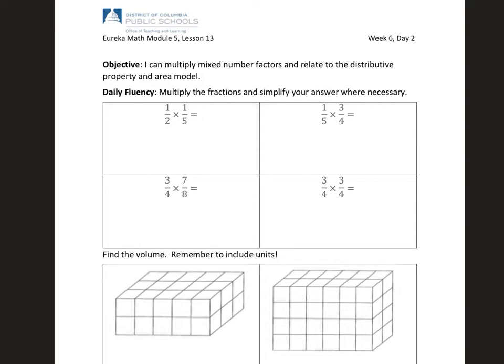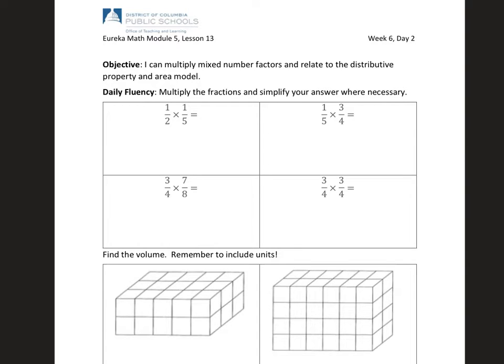This is the video for week 6, day 2, and this is directly aligned with the Eureka Math Module 5, lesson 13. So our objective today is I can multiply mixed number factors and relate to the distributive property and area model. So we've been multiplying mixed numbers, and we've been using the area model to do it. So today I'm going to teach you the distributive property way to do it. And we'll go from there.